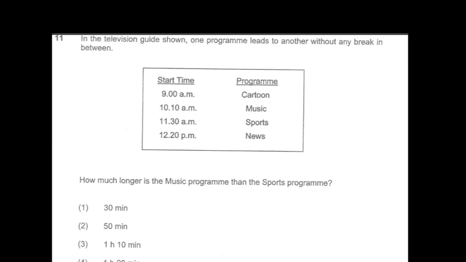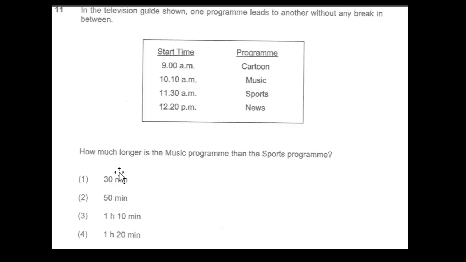Okay, question 11. He says that in the television guide below, one program leads another without break in between. So you have 4 programs here: cartoon, music, sports, and news. This is the starting time, this is the ending time, and so on. For example, cartoon will start at 9 o'clock, end at 10:10. Then 10:10 is also when the music will start. So the question asks, how much longer is the music program than the sports program?